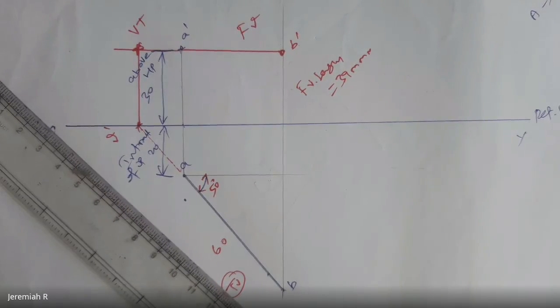With this, I'm completing the basic things. In the next class we will see the problem with lines inclined to both HP and VP. So I took the attendance.